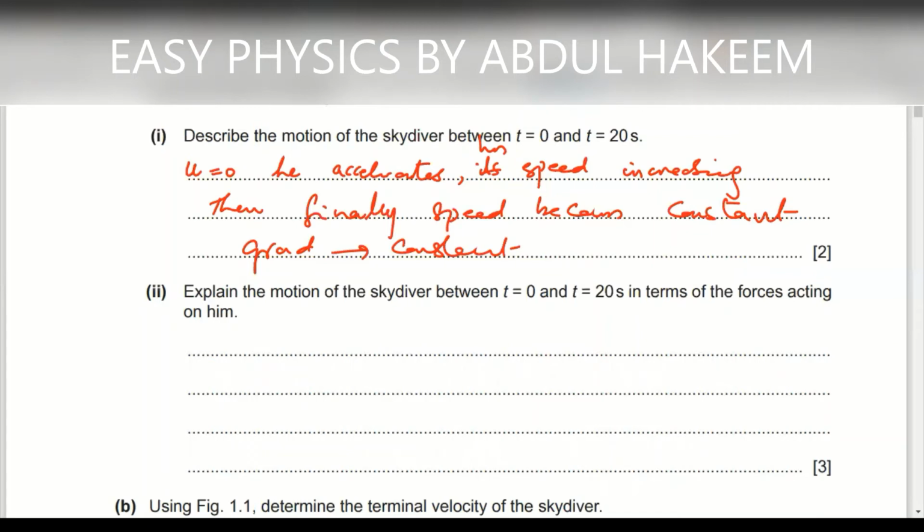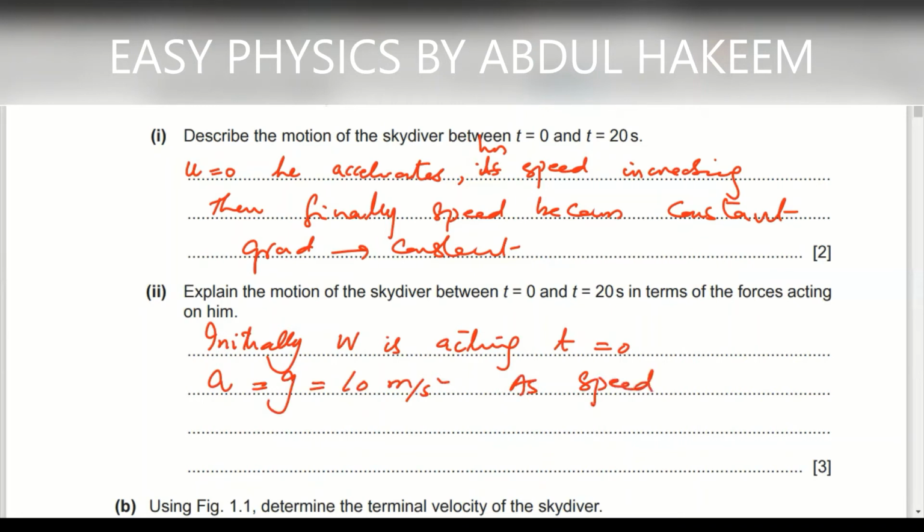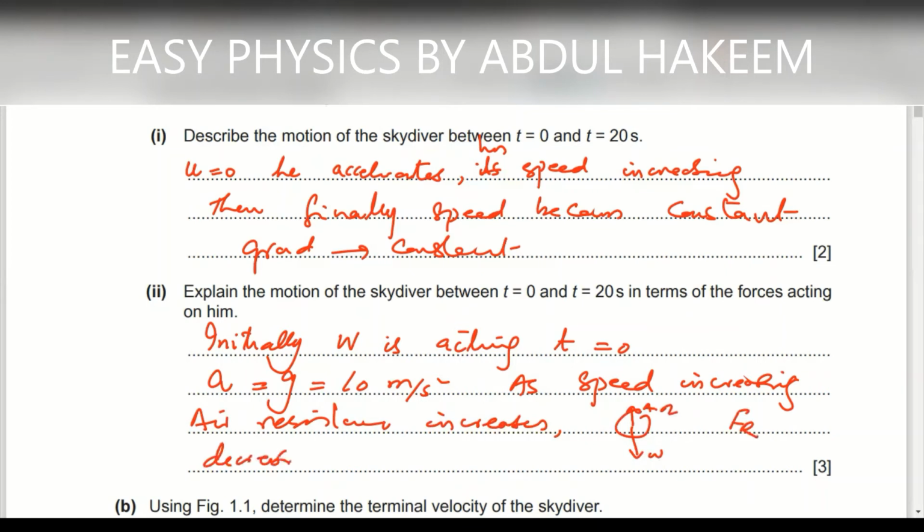So initially, weight is acting. At time 0, the weight is acting. So the acceleration is exactly equal to g, 10 meters per second squared. As speed increases, air resistance increases. Now the weight is acting down and the air resistance acting up. So thus the resultant force decreases. Hence acceleration decreases.